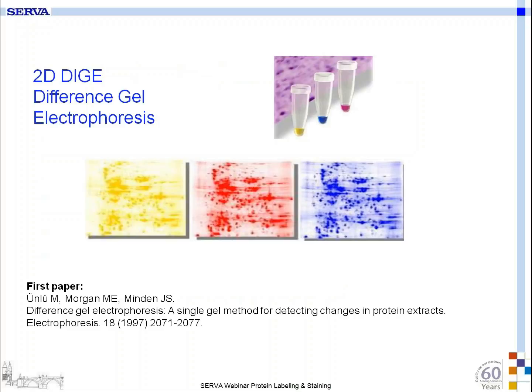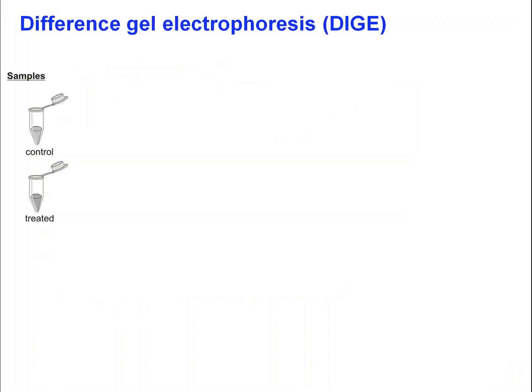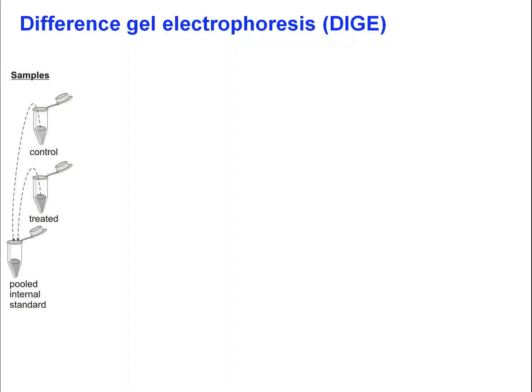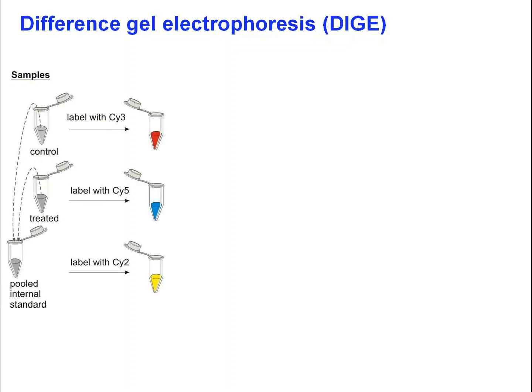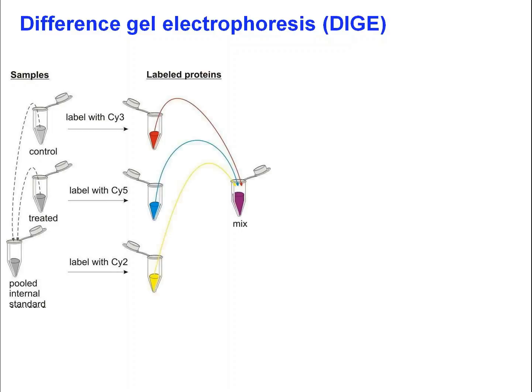And what is this DIGE? You have your samples, and this is mainly a control sample and a treated sample, and you can pool them to have an internal standard. So 1 to 1, you pool it. After that, you label them with 3 different fluorophores. In this case, they were called Cy3, 5, and 2. One is red, one is blue, one is yellowish. And then when you label these proteins, you pool them again.